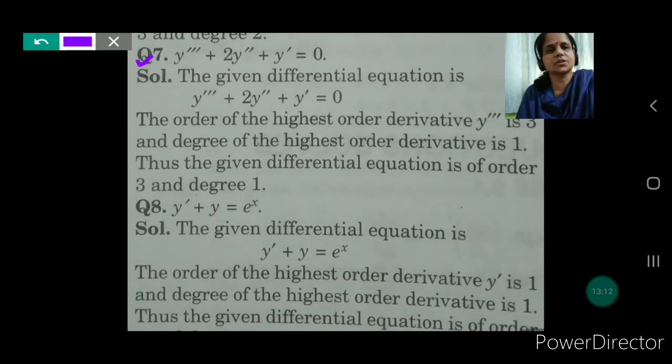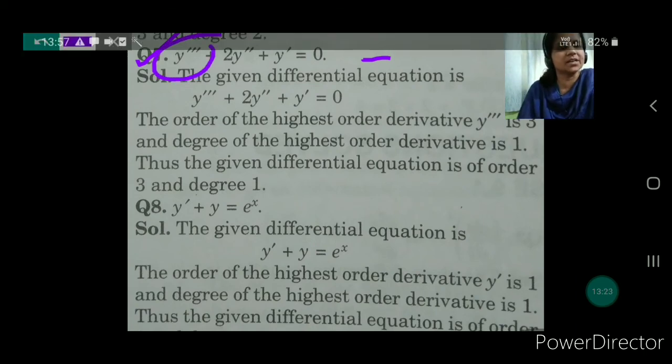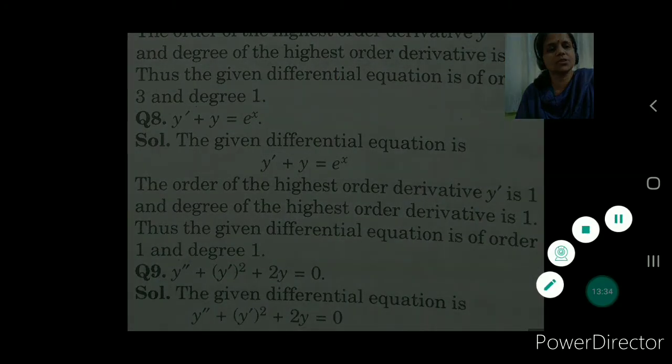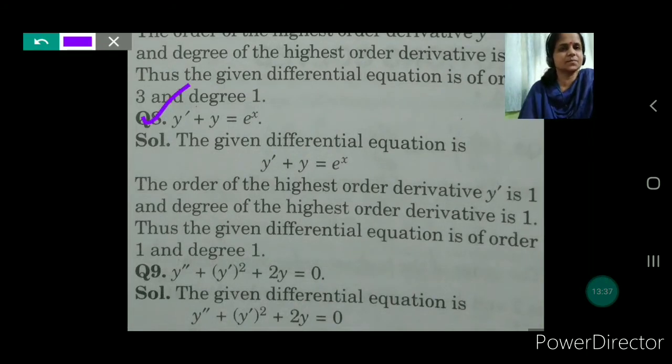Now move on to question number 7: y''' plus 2y'' plus y' is equal to 0. It's clear, students, the highest order derivative is y''', so order is 3 and degree is 1, since the power of this is 1 only. Now move on to question number 8: y' plus y is equal to e^x. Here the order of the highest order derivative is 1 and degree is also 1, since no power is given, it means it is 1 only.